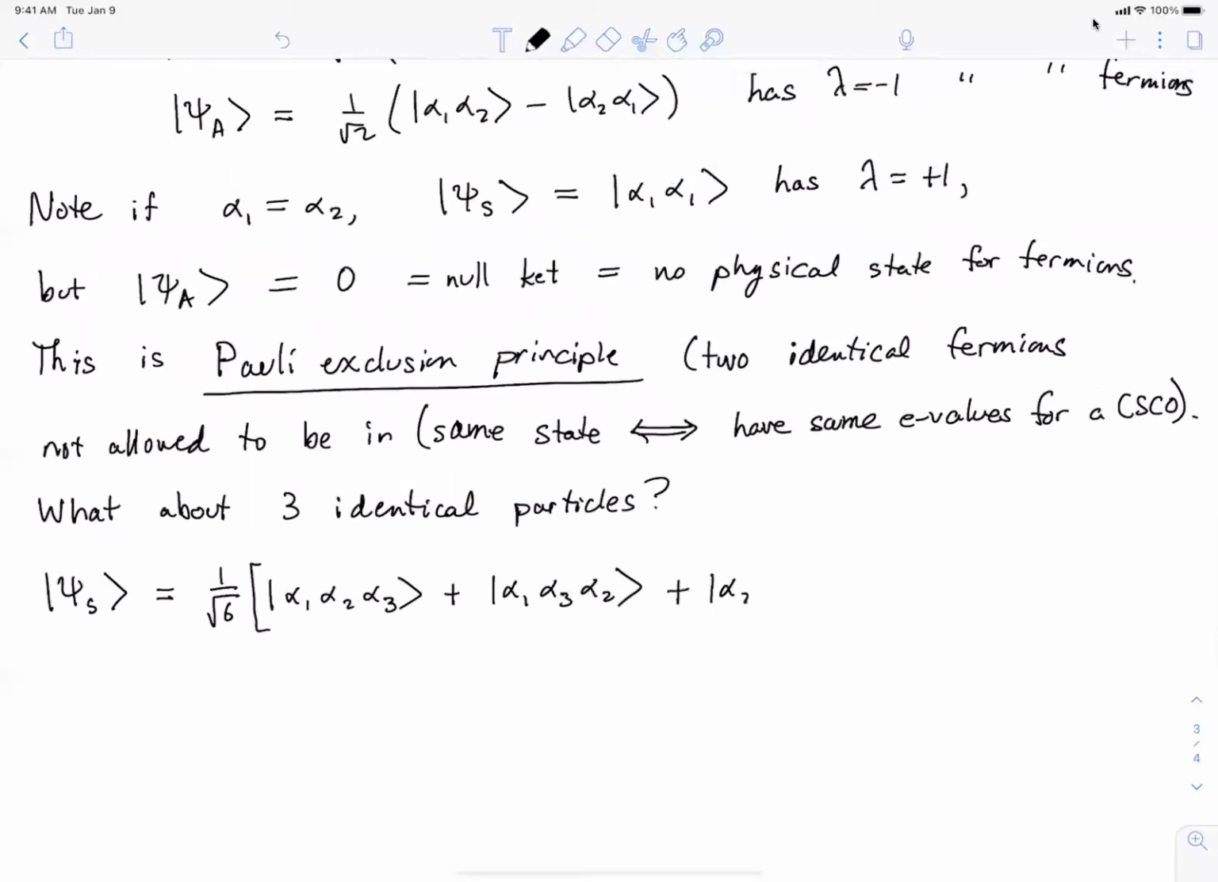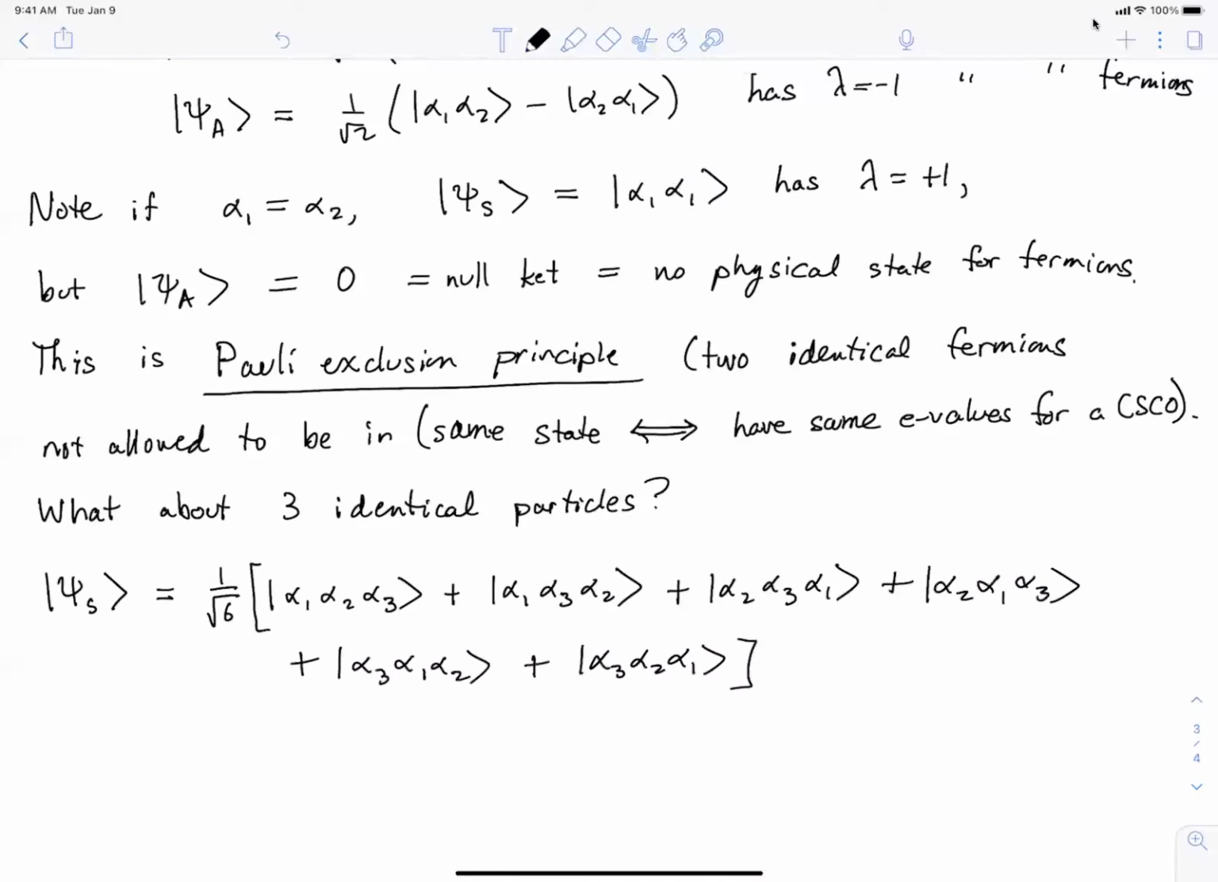Okay, so we take every linear combination of these. I'm attempting to make sure I don't write the same one twice. There should be 6 of them. Let's see, 1, 2, 3, 1, 3, 2, 2, 3, 1, 2, 1, 3, 3, 1, 2, 3, 2, 1. Good. So that would be for bosons.